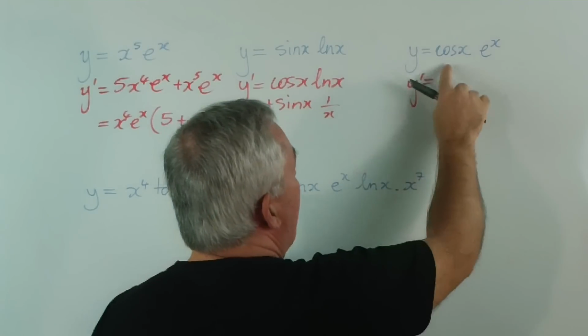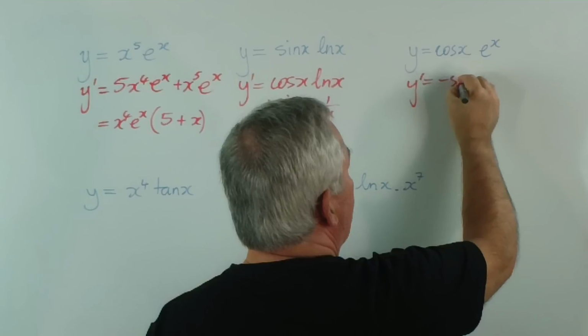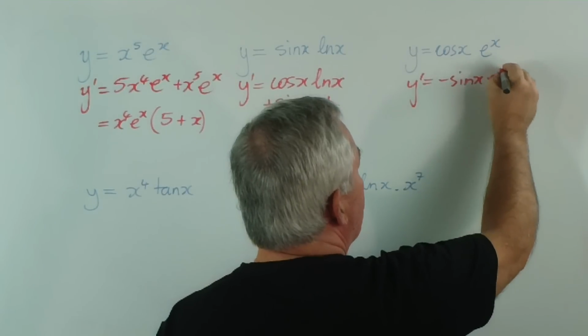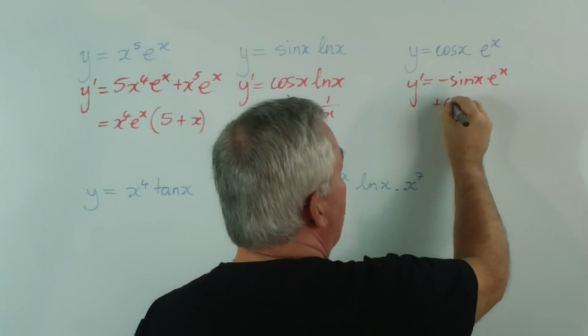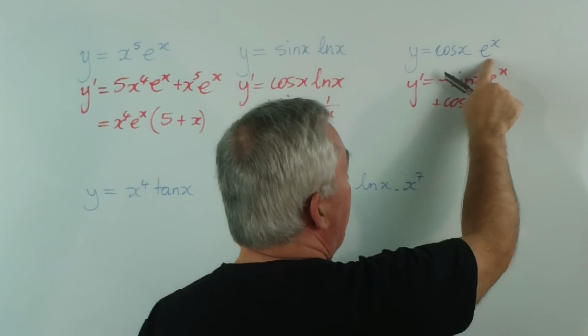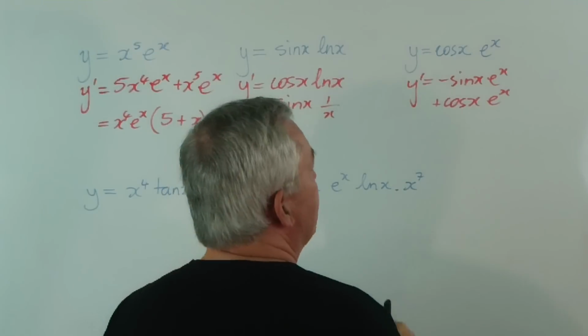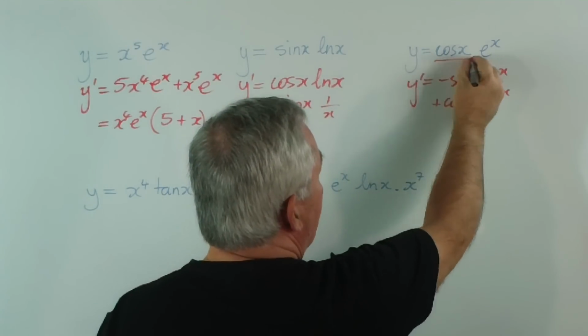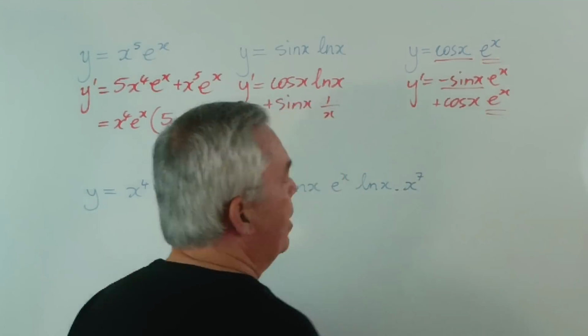This derivative, cosine times an exponential. Derivative of cosine is minus sine x. Leave the exponential alone. And then we add on the cosine of x times the derivative of the exponential. So the first time around we do the derivative of the cosine. The second time around we do the derivative of the exponential function.